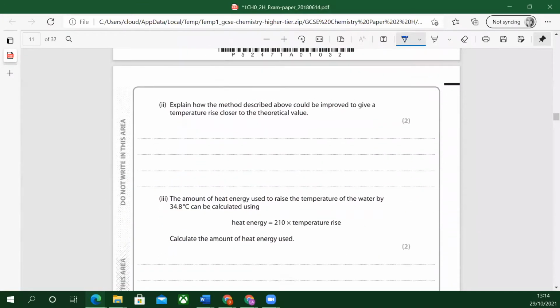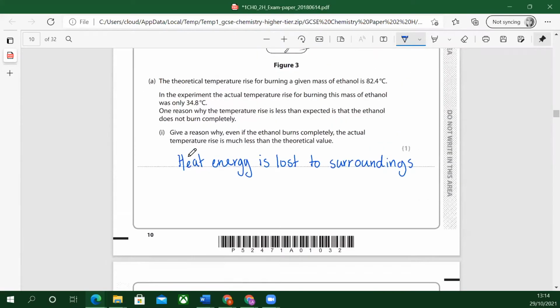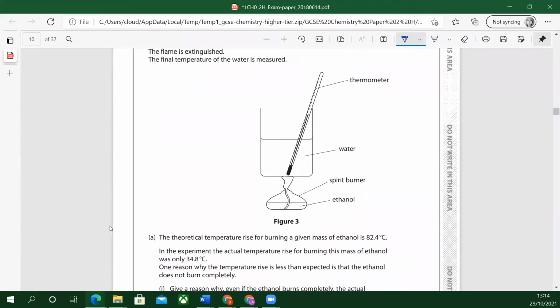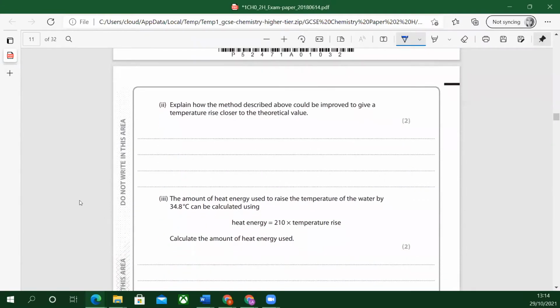Okay. So part 2, explain how the method described above could be improved to give a temperature rise closer to the theoretical value. Okay, again, I said about using a lid. It didn't have a lid, did it? That's just open as well. Okay, so yeah, we can just put a lid on it. So add a lid to the beaker.